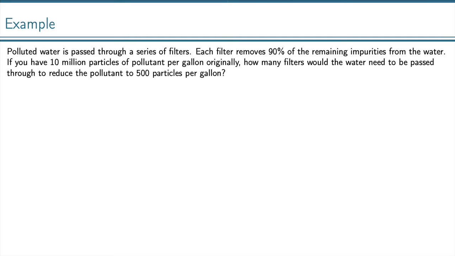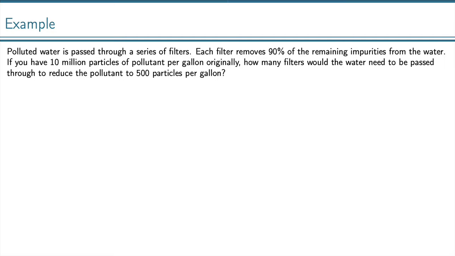Polluted water is passed through a series of filters. Each filter removes 90% of the remaining impurities from the water. If you have 10 million particles of pollutant per gallon originally, how many filters would the water need to be passed through to reduce the pollutant to 500 particles per gallon?